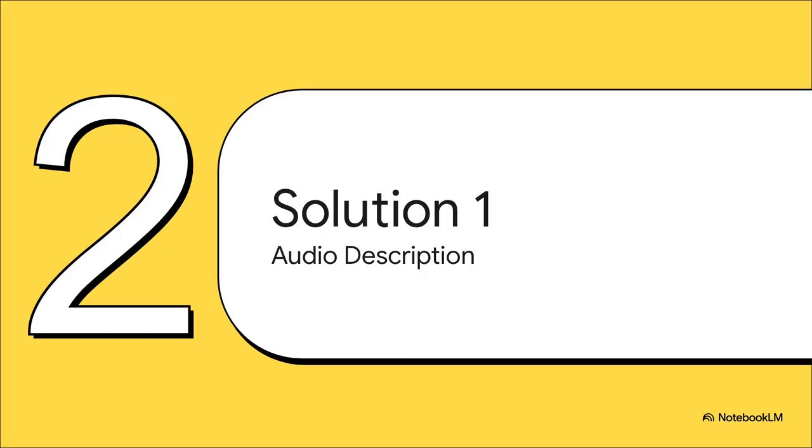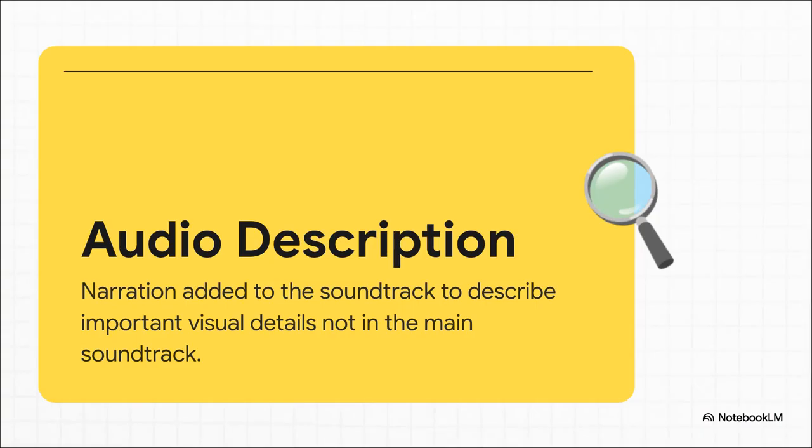Okay, so our first option is probably the one you've heard of before. It's called audio description, and it's a really elegant solution that works right inside the video experience itself. So what is it? Well, think of it like a narrator who chimes in to describe what's happening on screen. But this isn't just random narration. It's very specifically designed to voice the visual stuff that the main dialogue and sounds don't already cover.